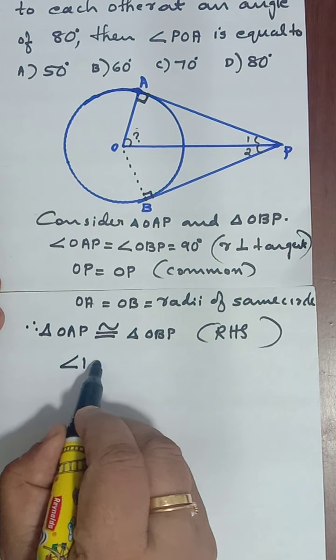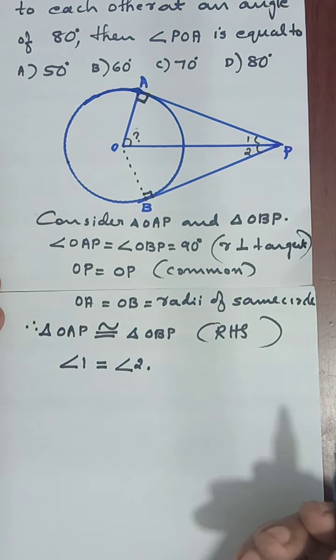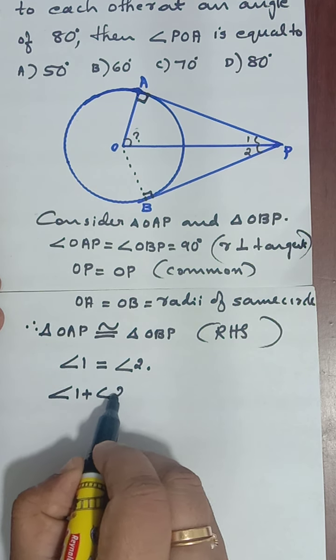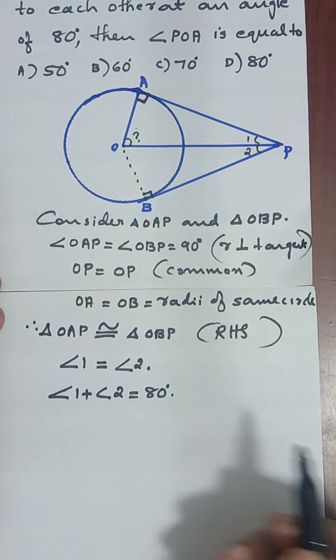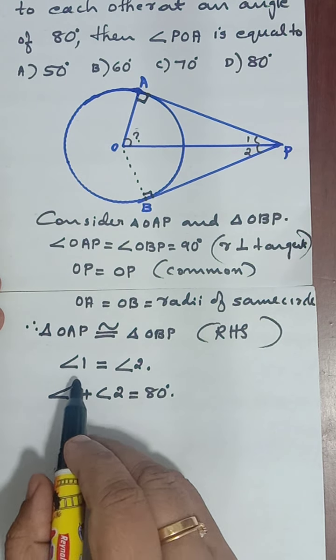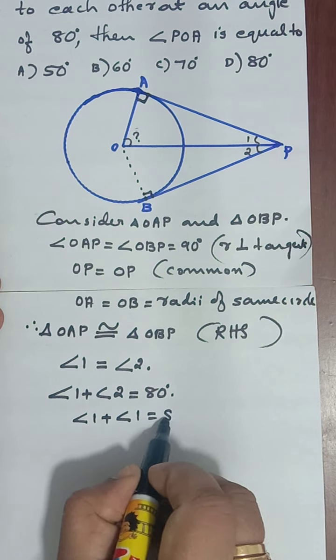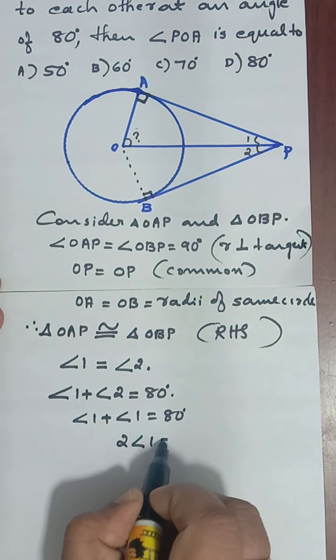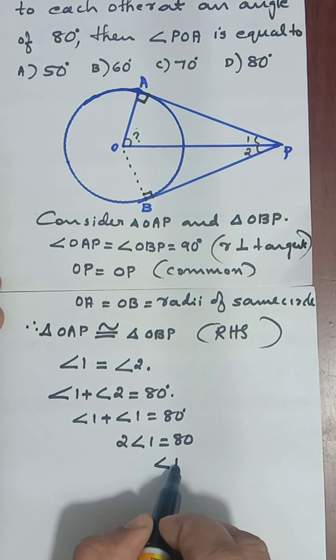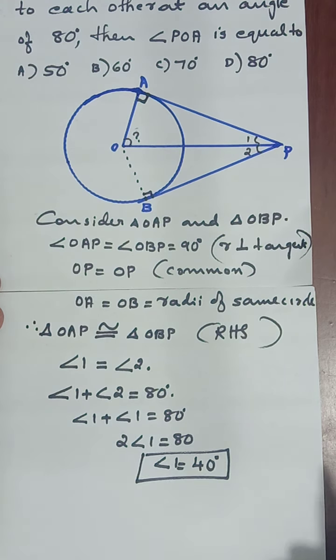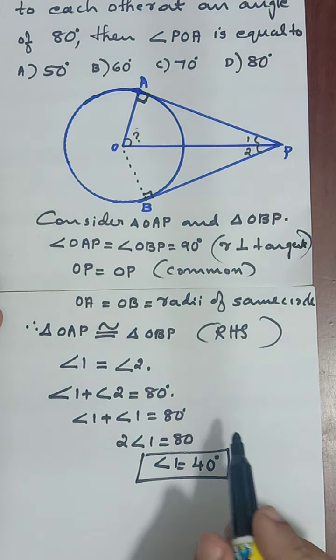If they are congruent, isn't angle 1 equal to angle 2? So angle 1 is equal to 2, and we know that angle 1 plus angle 2 equal to 80 degrees. That is given in the question. So 1 and 2 are equal. So 1 plus 1 is equal to 80 degrees. 2 times angle 1 is equal to 80. Angle 1 is equal to 40 degrees. Even without the step we know, but better if it is a 2-mark question, we have to write all the steps. So angle 1 is equal to 40 here we are getting.